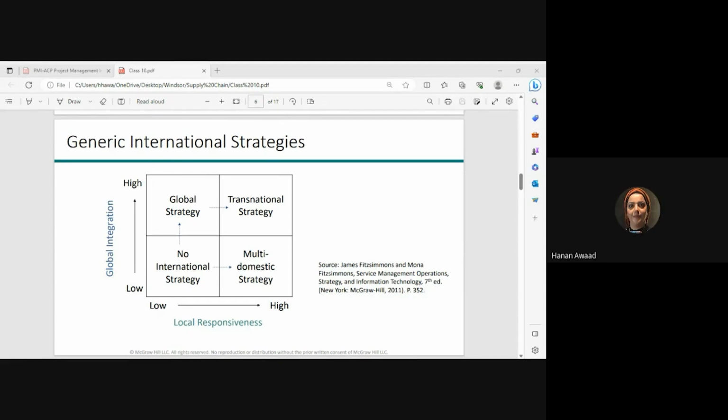Okay, so what's the strategy? Sorry, remind me, which quadrant? Most probably it should be a transnational strategy, because they're using a global strategy plus a local mixture.